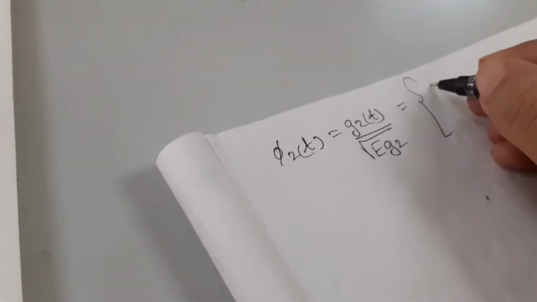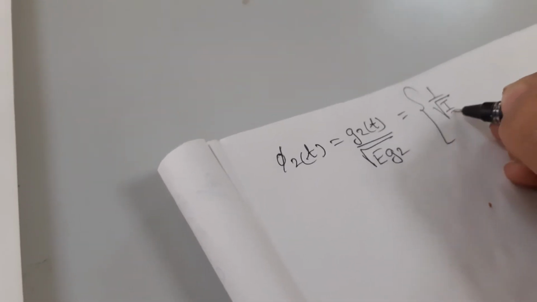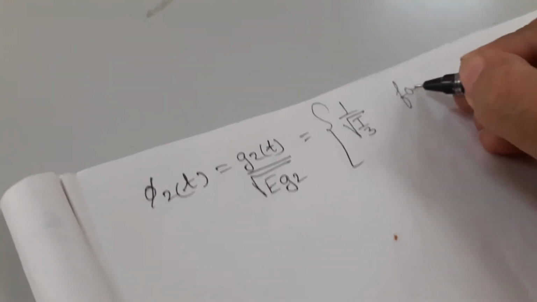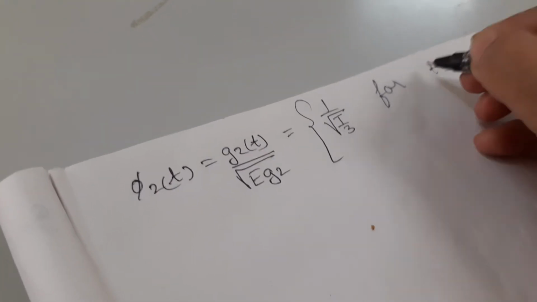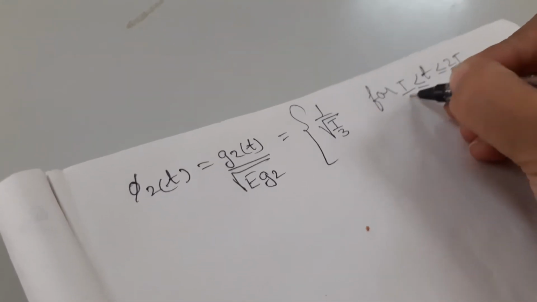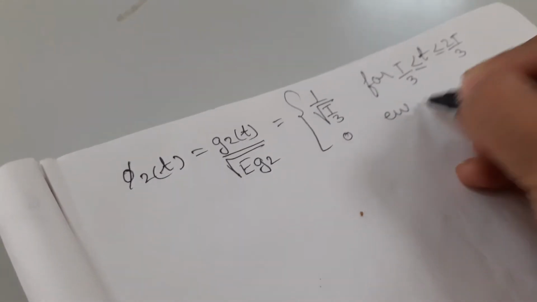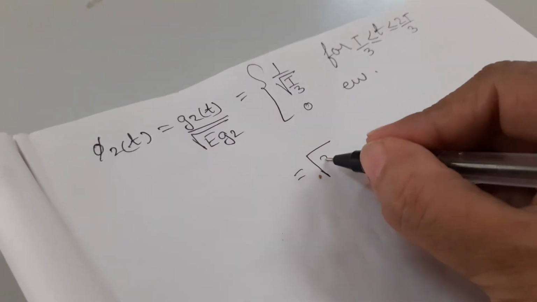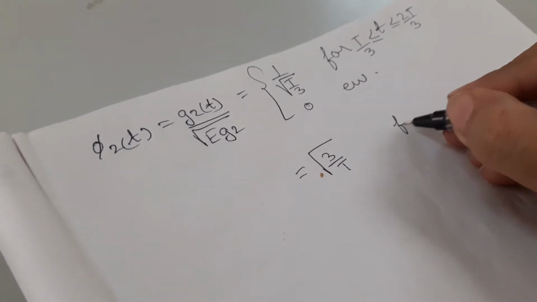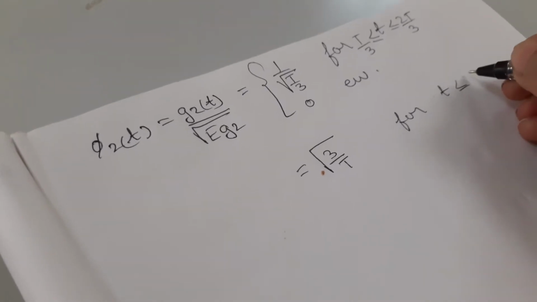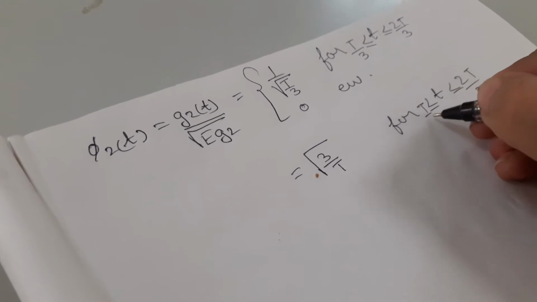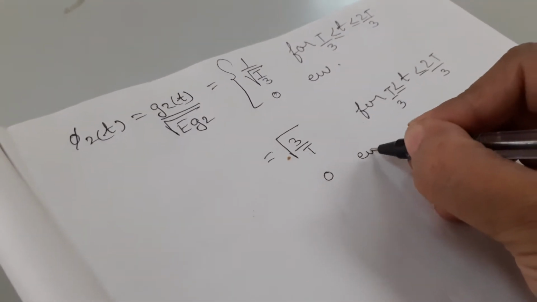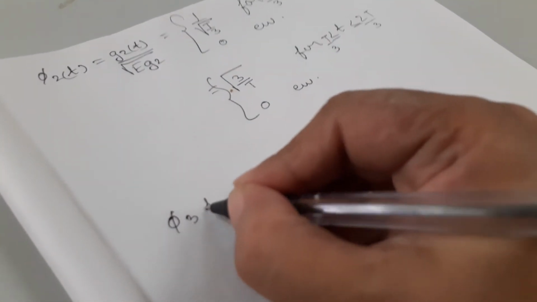So this will be 1 over root t over 3, and this is the value for t less than or equal to 2t over 3 and more than or equal to t by 3, and 0 elsewhere. So this value is root 3 by t for t less than or equal to 2t by 3 and more than or equal to t by 3, and 0 elsewhere. So this is the value. Now we obtain phi 3 of t.